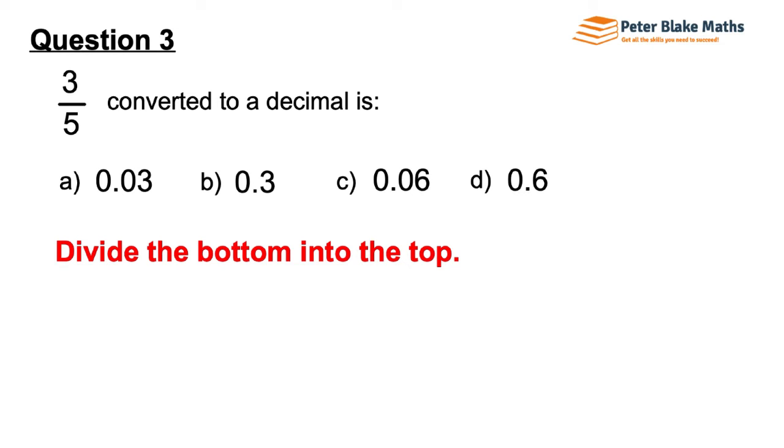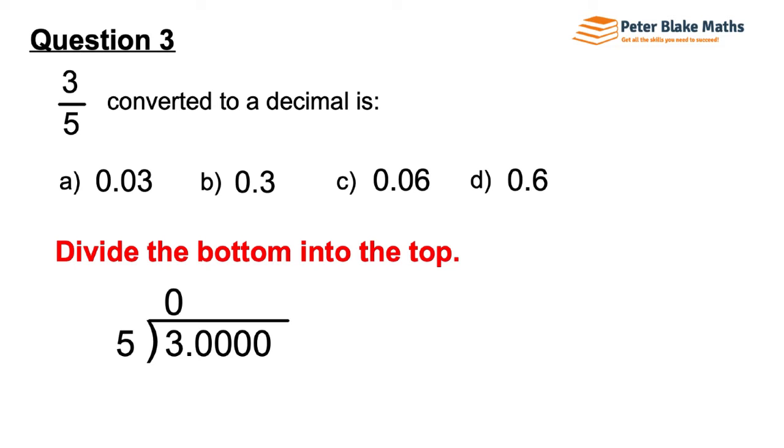To convert a fraction to a decimal, we divide the bottom of the fraction into the top. We can do that by setting up a short division here, 5 dividing into 3, and we can write 3 as 3.000, put a few zeros at the end of it. We're allowed to do that. And that gives us a decimal point to work with as well.